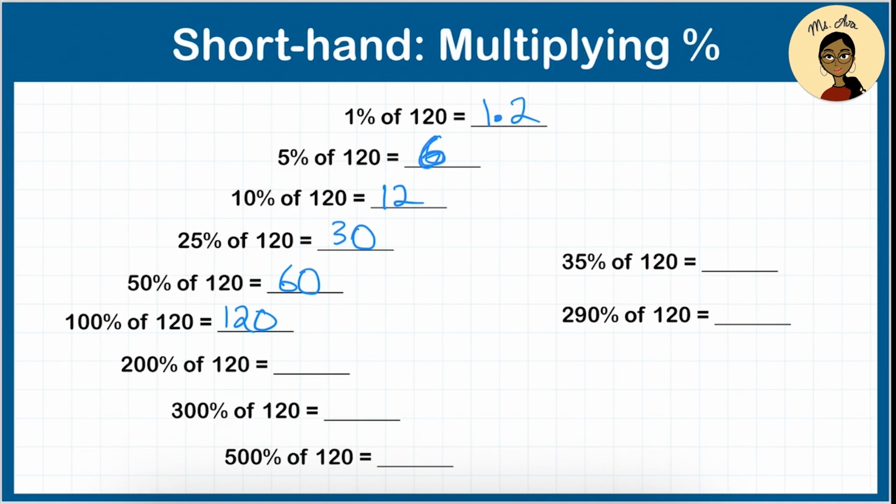Then let's go the other way. What happens if we go down this way? So first we already know 100% of 120 is 120. What's 200% of 120 going to be? So that's just going to be 240. Yes. And 300% of 120? 360? Perfect. And 500% of 120?